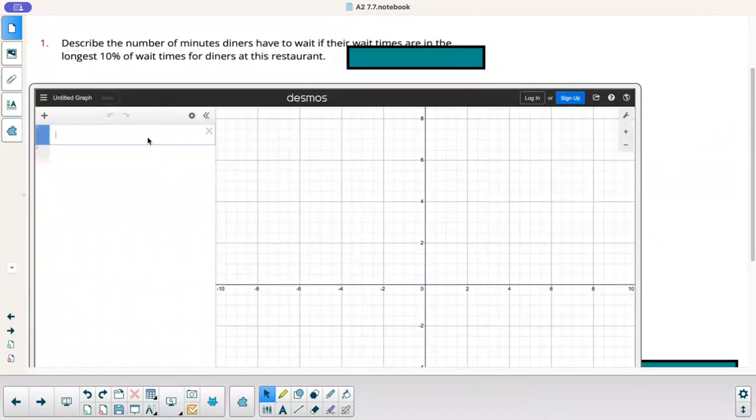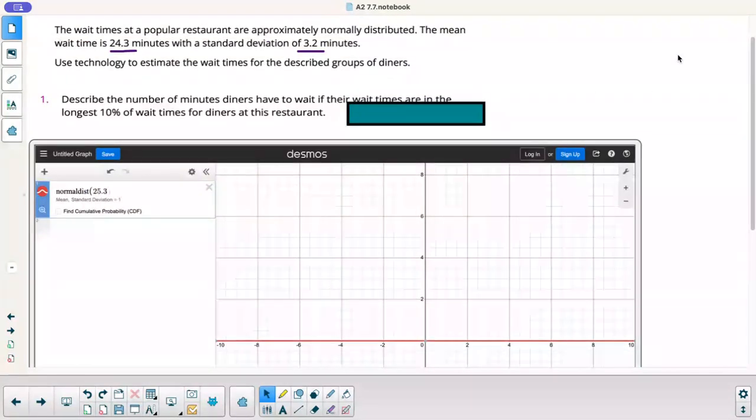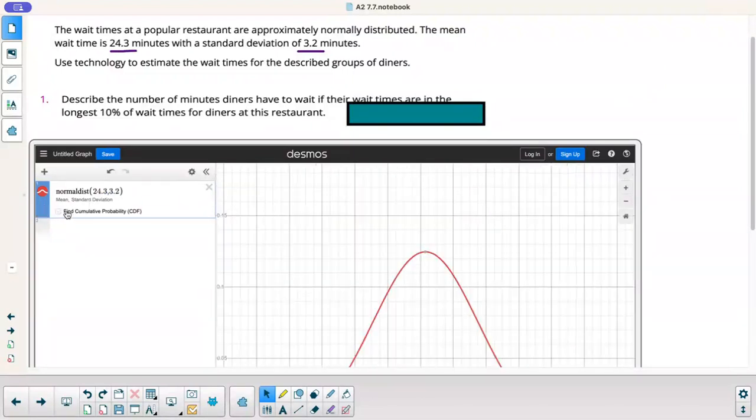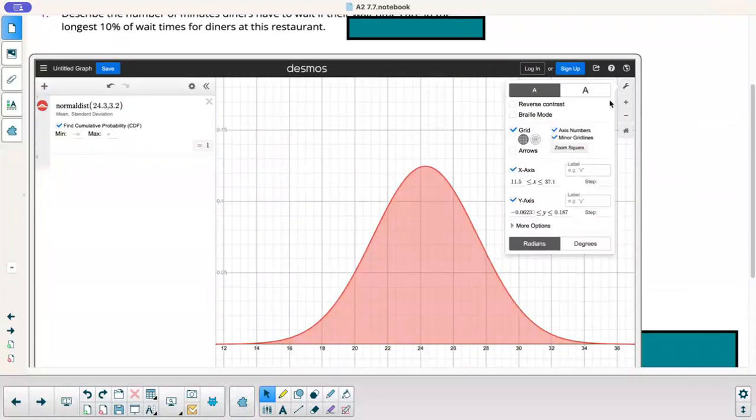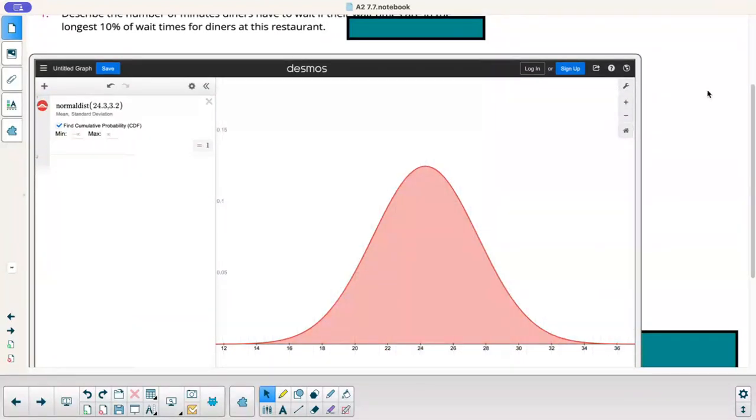So I'm going to type this in again. I'm sorry, I was typing that wrong. Type in normal and then DIST. Type your mean, which I think was 25.3. Let me go up so I can read it. Nope, 24.3. And then put a comma and then your standard deviation. And then hit this to zoom fit. And then click that to find the cumulative probability. I'm going to turn my grid lines off. Don't need them. All right.